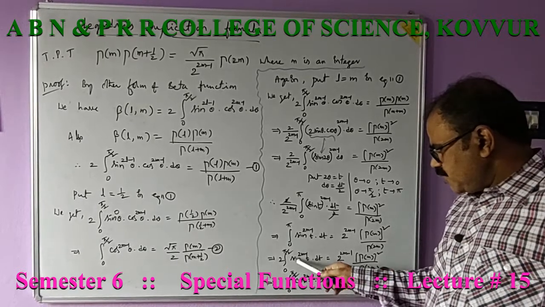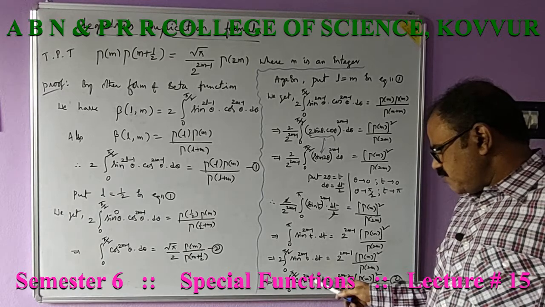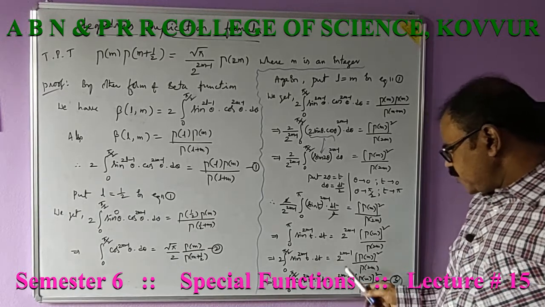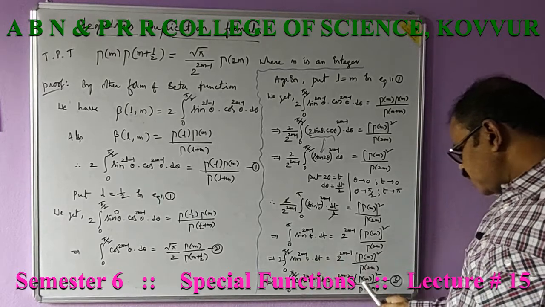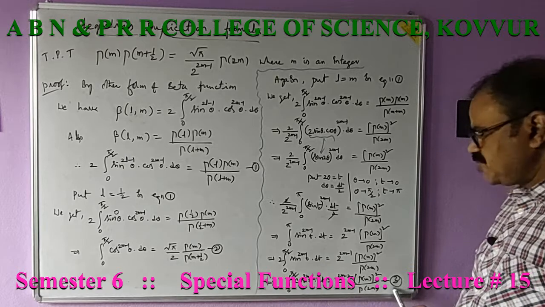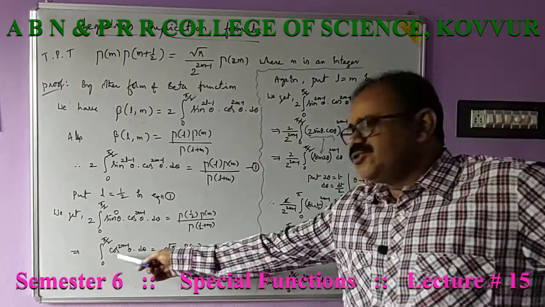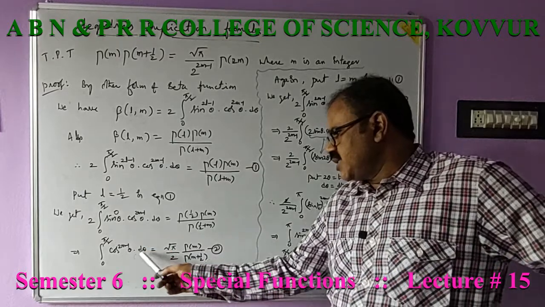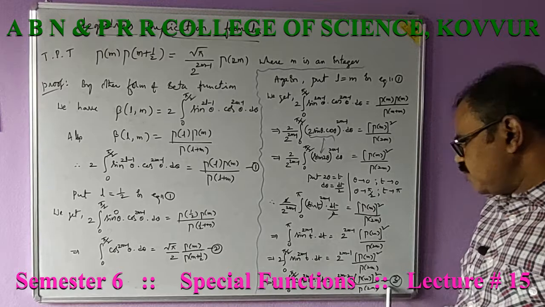So in 0 to pi by 2 I can replace sin theta with cos theta. Cos to the power of 2m minus 1 theta d theta is equal to 2 to the power of 2m minus 2 gamma m whole square by gamma 2m. So this is equation 3. In equation 2 what you have? Integral 0 to pi by 2 cos to the power of 2m minus 1 theta d theta is this. And in equation 3 we have this.